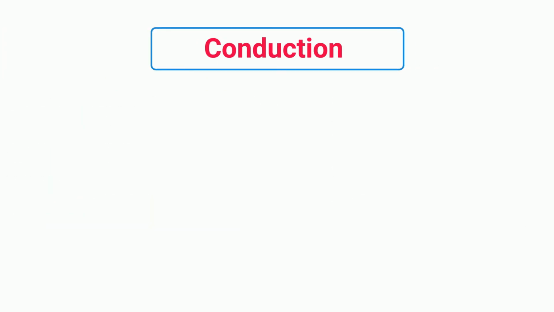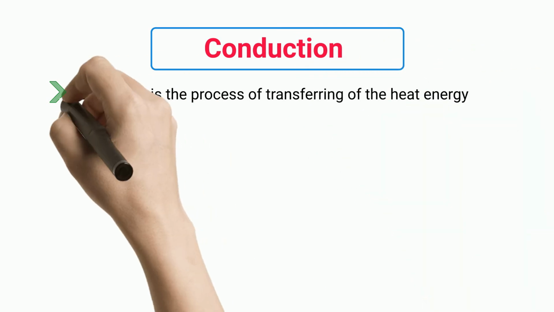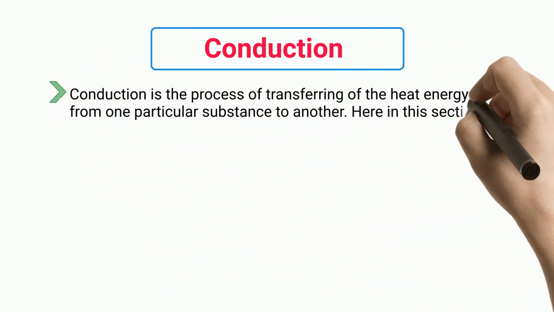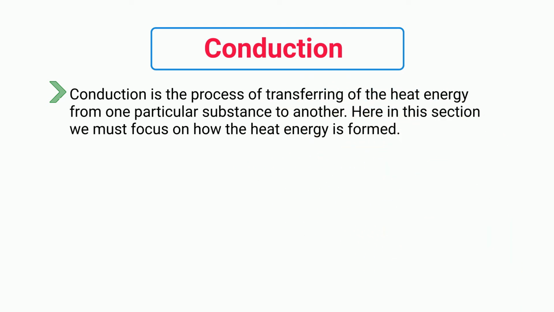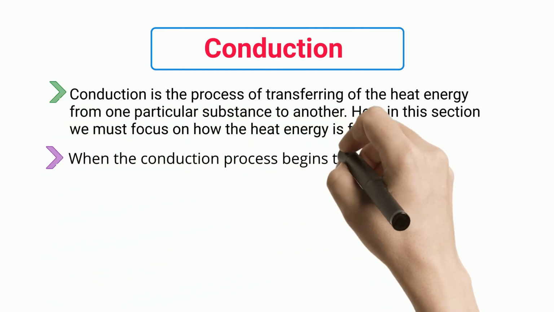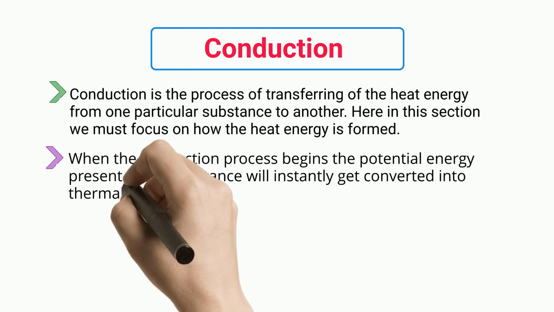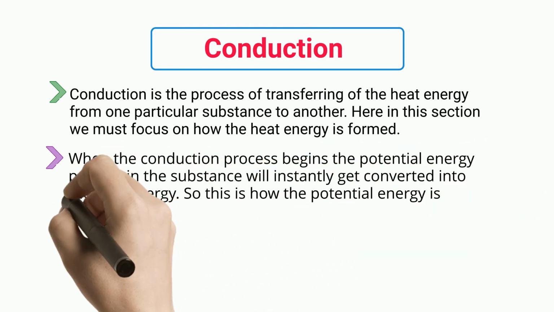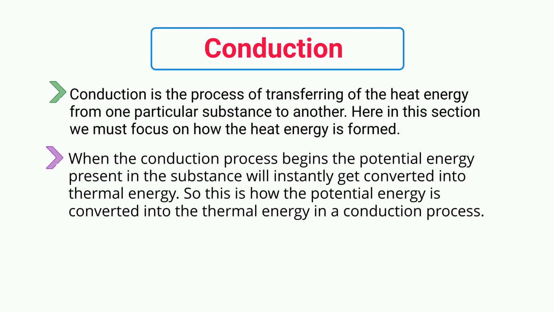Conduction. Conduction is the process of transferring heat energy from one particular substance to another. Here in this section we must focus on how the heat energy is formed. When the conduction process begins, the potential energy present in the substance will instantly get converted into thermal energy. So this is how potential energy is converted into thermal energy in a conduction process.